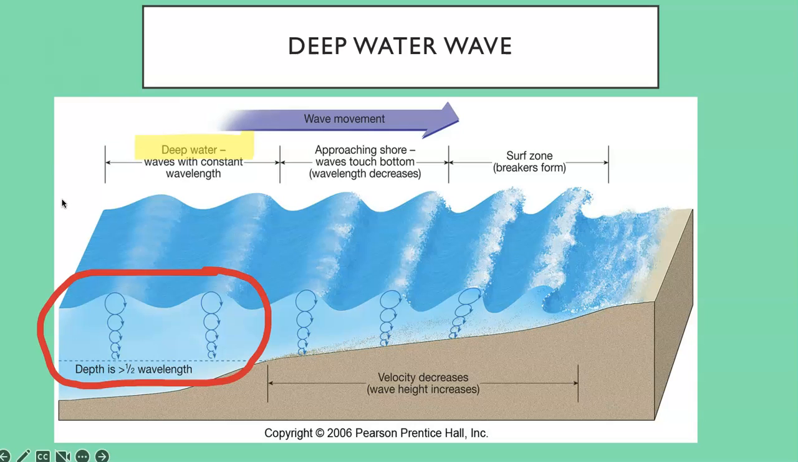And it says here they have a constant wavelength. We're not going to worry too much about some of the details on these figures because this is really a topic that you would learn in an oceanography course. You'd learn a lot more detail about waves. And we're just going to kind of go over the surface, so to speak. No pun intended. So deep water waves are deeper than the wave base.